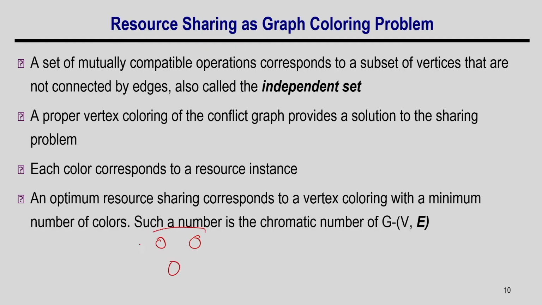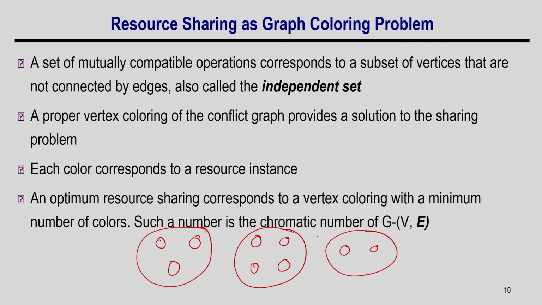So, this is one part. Similarly, what about say 4 nodes where there is no edge between them, or say 2 nodes where there is no edge between them? So, what is this called? This is called an independent set, right, because these nodes are independent of each other, there is no conflict among them, and this particular set of nodes can be mapped to the same FU.